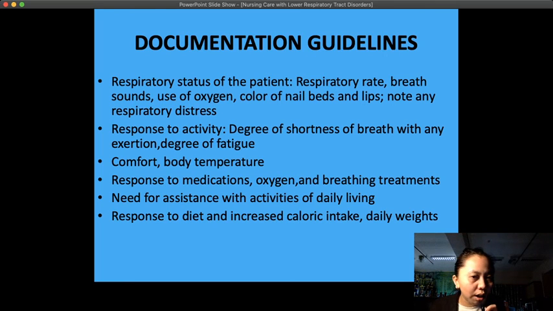So document the RR, the breath sounds, the use of oxygen, color of nail beds and the lips, and then note any respiratory distress and the degree of shortness of breath and the degree of fatigue. Because the patient gets tired when they have difficulty breathing. And then comfort, body temperature, response to medications, oxygen and breathing treatments, and need for assistance with activities of daily living, and response to diet and increased caloric intake in the daily weights.